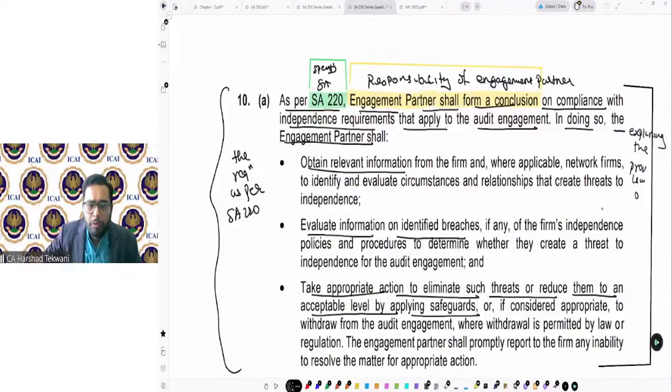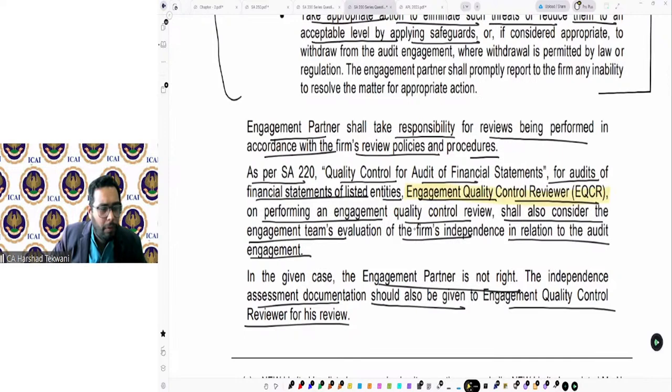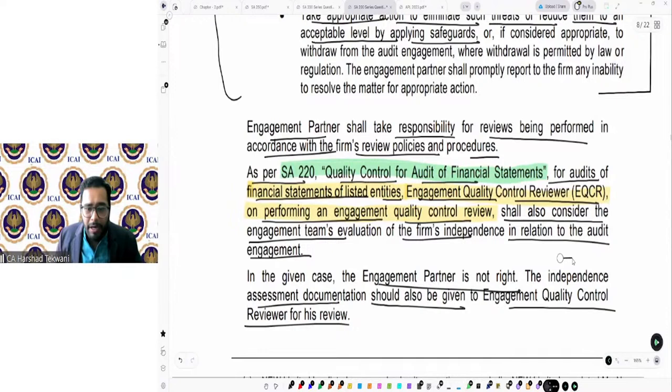Once I have explained the SA, I come to the requirement of the EQCR. What are the EQCR's roles and responsibilities? That is here. Before providing the responsibility of the EQCR, again I'm referring to the SA, because in the same SA there is a responsibility of the EQCR. So I need to specify the SA again: as per this SA, this is the responsibility of the EQCR. And then in the end, I am concluding. This is the conclusion that I'm giving over here.